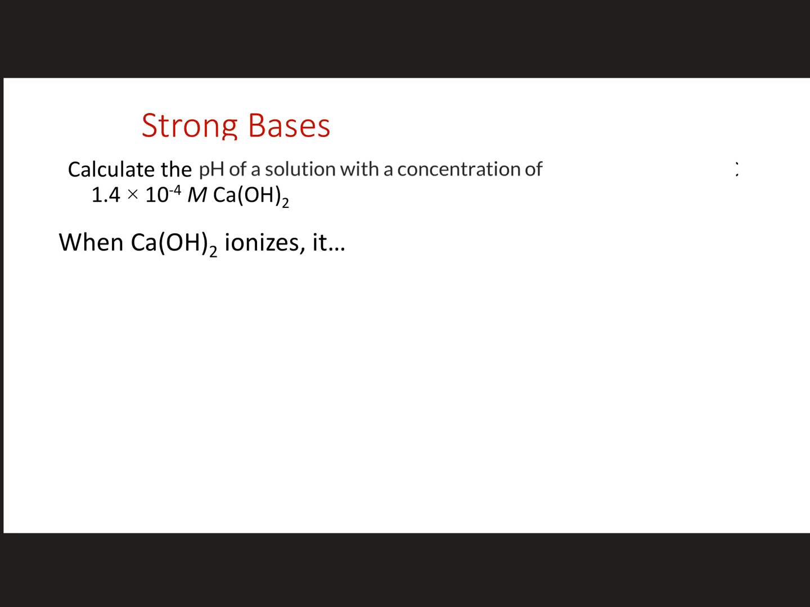So here's a calculation for you. Calculate the pH of a solution with the concentration of 1.4 times 10 to the minus 4 calcium hydroxide. And I'll give you a hint about this calculation. When calcium hydroxide ionizes, we can write out that reaction of solid calcium hydroxide ionizing. It's going to go into solution to generate calcium 2+ and 2 hydroxides.